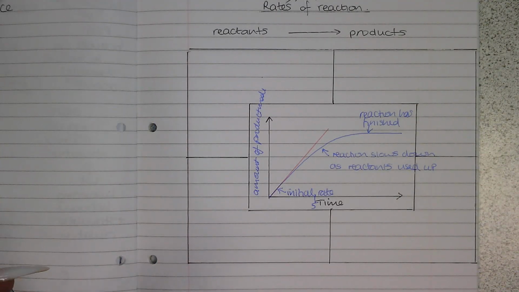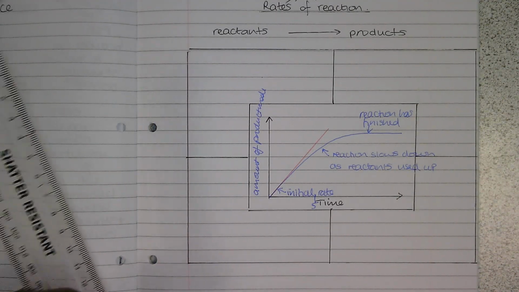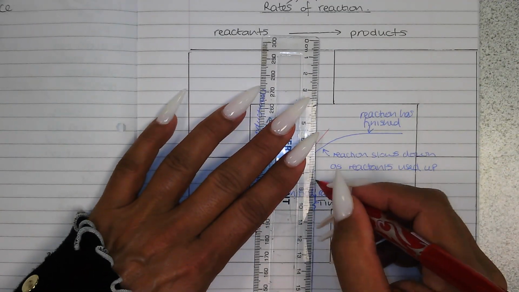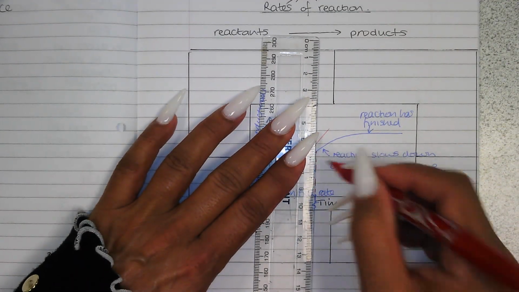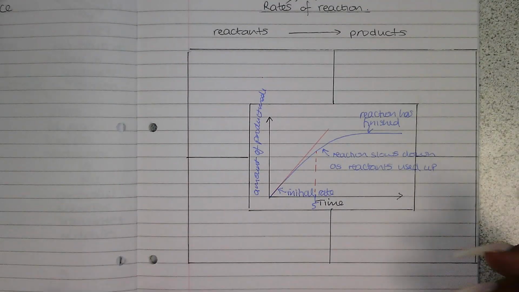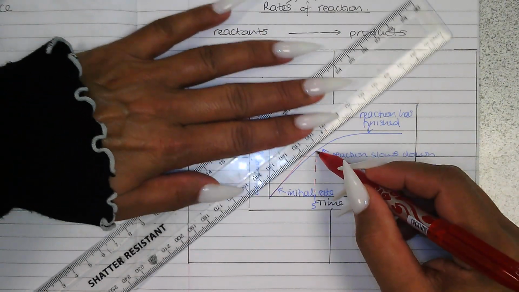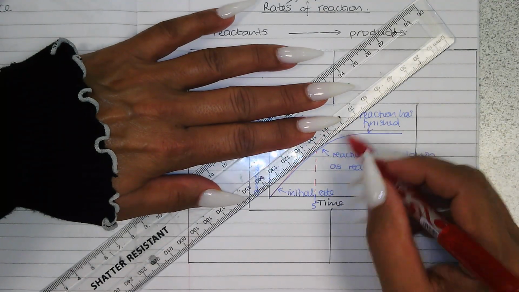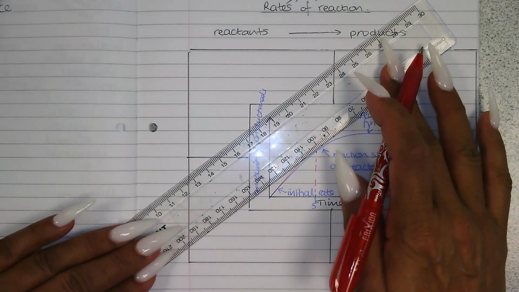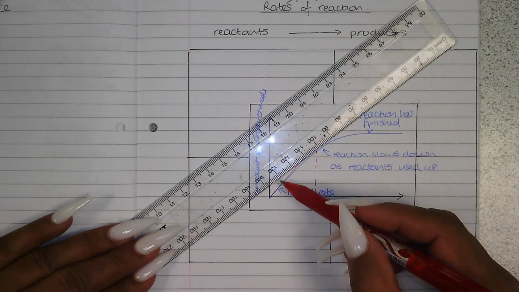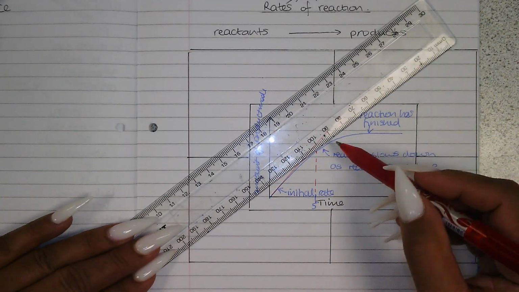then we need to find the gradient of the line at 5 minutes. So we go from 5 minutes and we look at where 5 minutes hits the curve. And we then draw a tangent. A tangent is a line that touches the point of interest, but the space either side is equal.